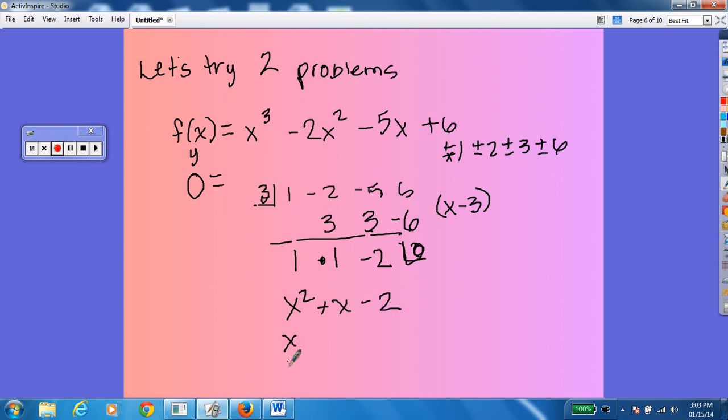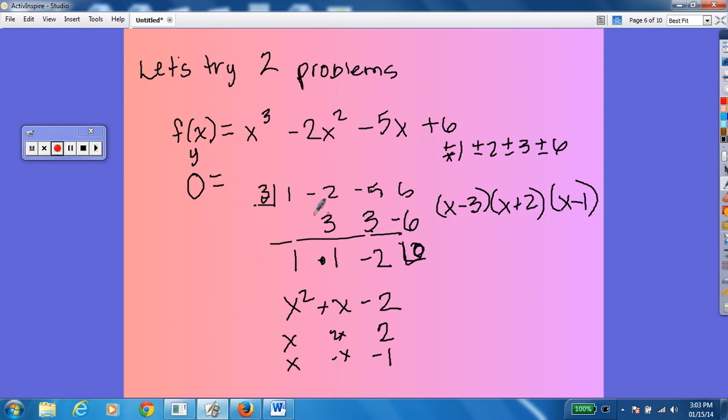We're going to factor that out, x and x. And this is -2, so I'm thinking 2 and -1. That gives me 2x, -x, and that works. So we've got x minus 3, x plus 2, and so I must have made a mistake when I was doing the x minus 1.